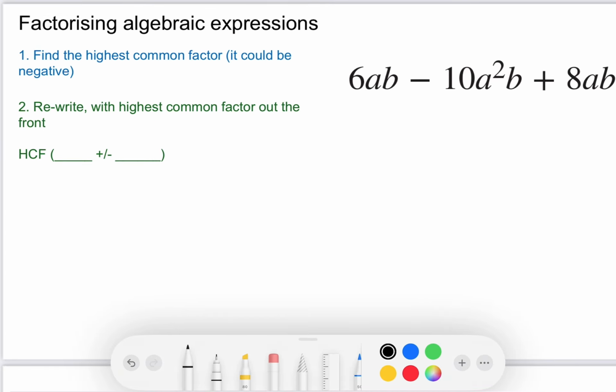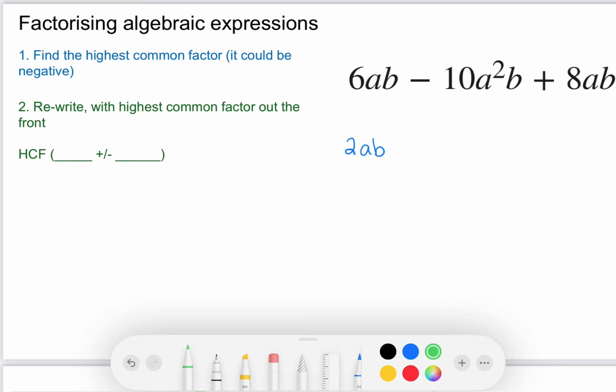Here I've got an expression 6ab minus 10a squared b plus 8ab. My first step is to find the highest common factor. I'm going to look across all of these. I can see my highest common algebraic factor is ab. And across all my numbers, well, they're all even. So 2 goes into all of them. And I can't do anything higher. So my highest common factor is 2ab.